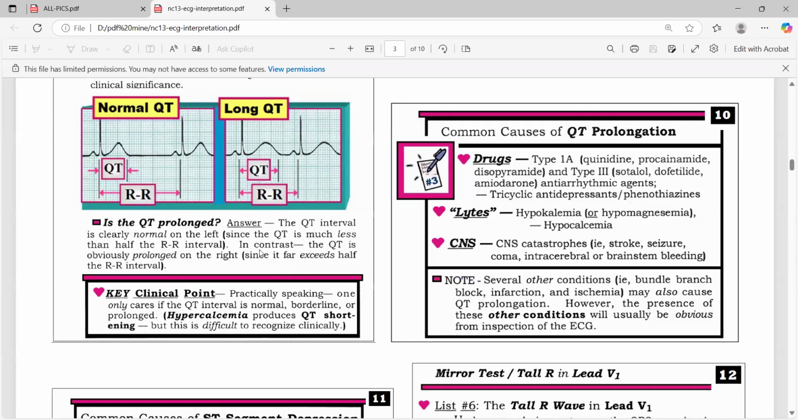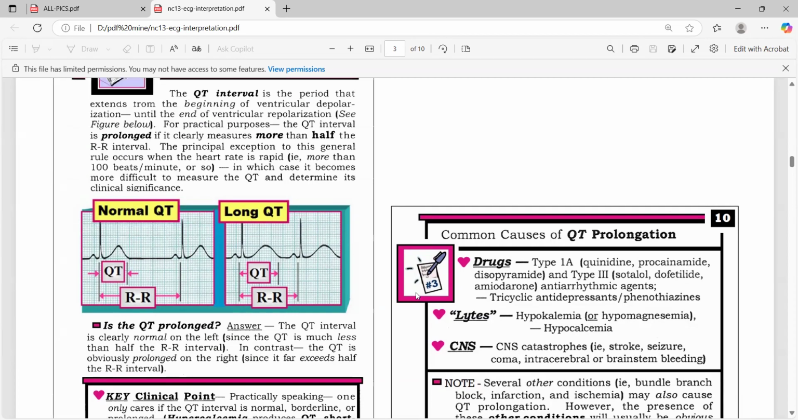Is the QT prolonged? In contrast, the QT is obviously prolonged on the right one. So keep checking particularly whether the QT interval is normal, borderline, or whatever is going on. So where is the QT prolonged? In hypocalcemia. You can see they have given you the diagnosis of which condition the QT interval is prolonged in.